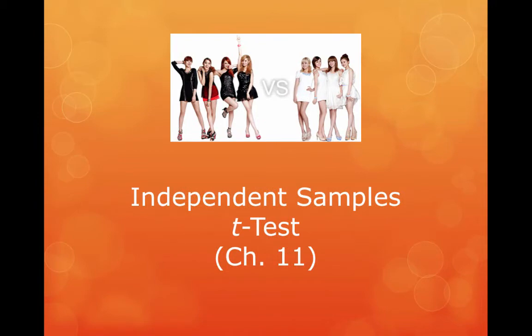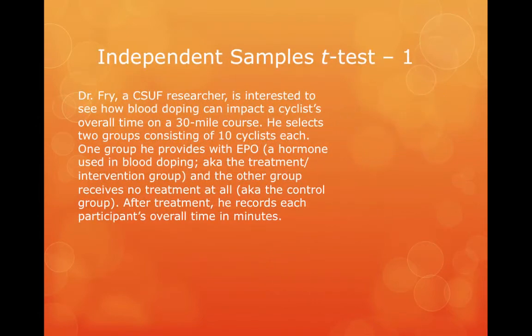So let's start off with chapter 11, learning about independent samples t-test. So here's the scenario. Dr. Fry, a Cal State Fullerton researcher, is interested to see how blood doping can impact a cyclist's overall time on a 30-mile course. He selects 2 groups consisting of 10 cyclists each. One group he provides with EPO, a hormone used in blood doping. This is essentially the treatment or intervention group. And the other group receives no treatment at all, and this is also known as the control group. After treatment, he records each participant's overall time in minutes.